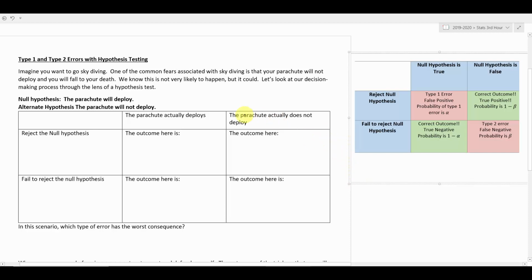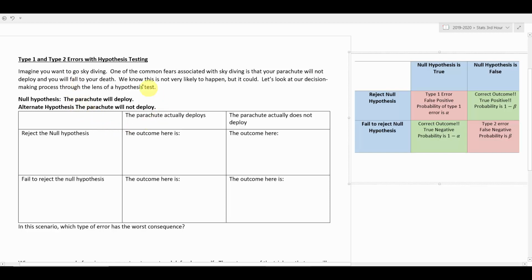All right, let's take a look at this first scenario, and we're stripping away numbers and everything else. We're just looking at a scenario and creating a null and an alternate hypothesis to analyze the different types of errors. In this first one, you have to imagine that you want to go skydiving. One of the common fears associated with skydiving is that your parachute is not going to deploy and you ultimately fall to your death. So you jump out of the plane and the parachute doesn't go off and you're done. This isn't a very likely thing to happen. In fact, it rarely ever happens, but it is possible.